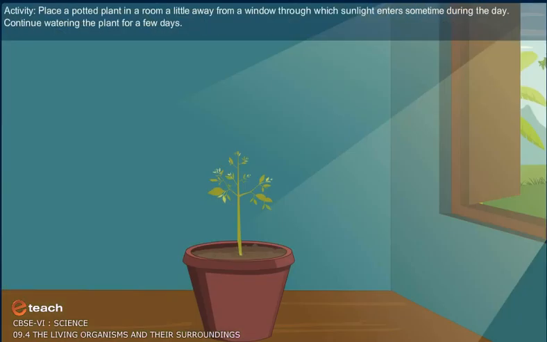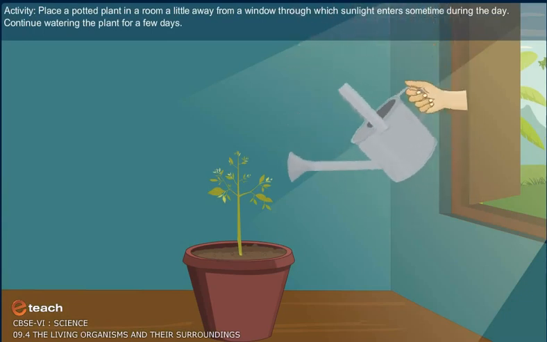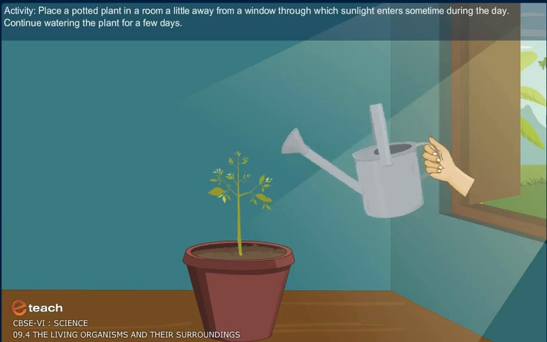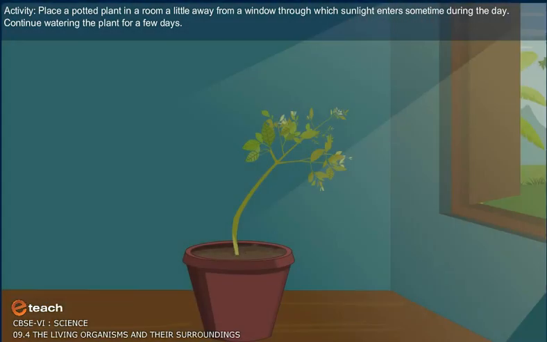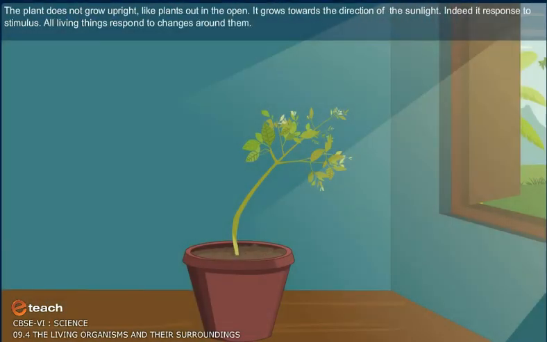Activity. Place a potted plant in a room a little away from a window through which sunlight enters sometime during the day. Continue watering the plant for a few days. The plant does not grow upright like plants out in the open. It grows towards the direction of the sunlight. Indeed, it responds to stimulus. All living things respond to changes around them.